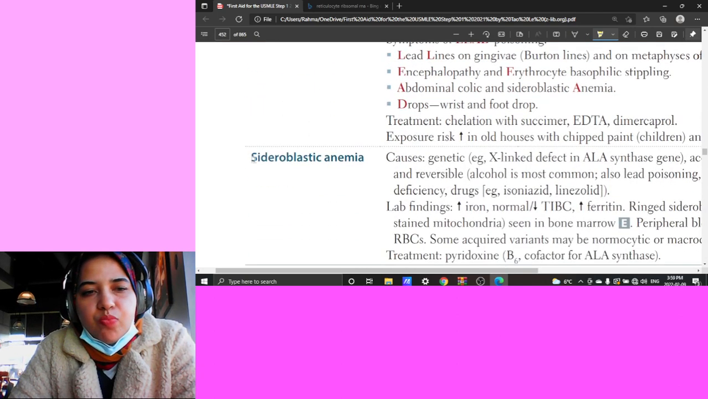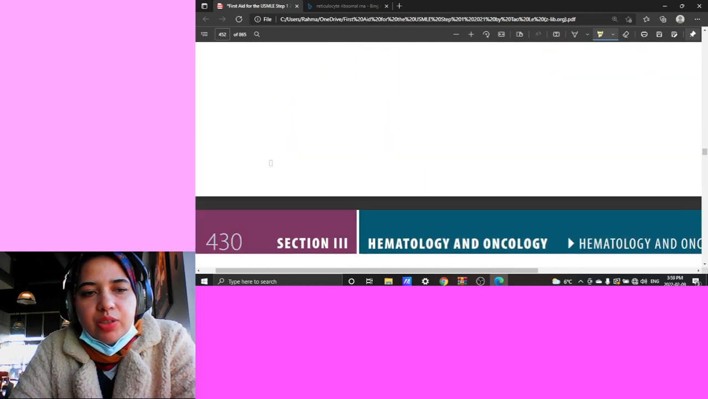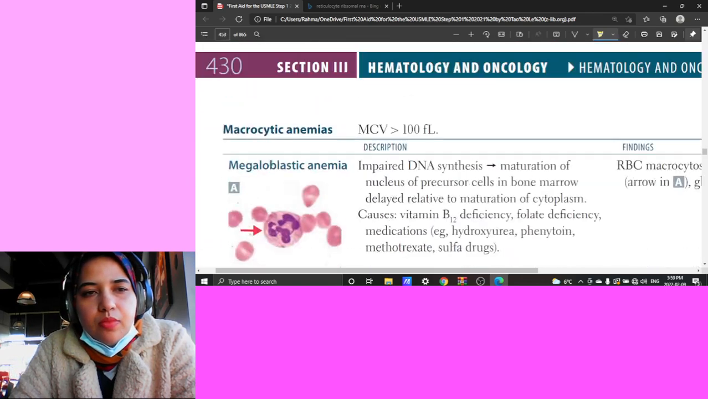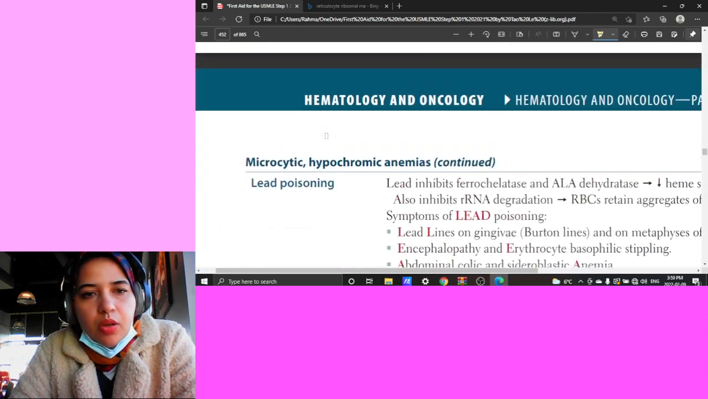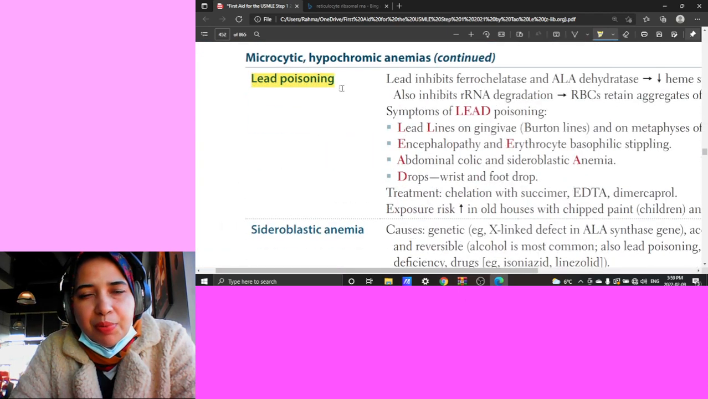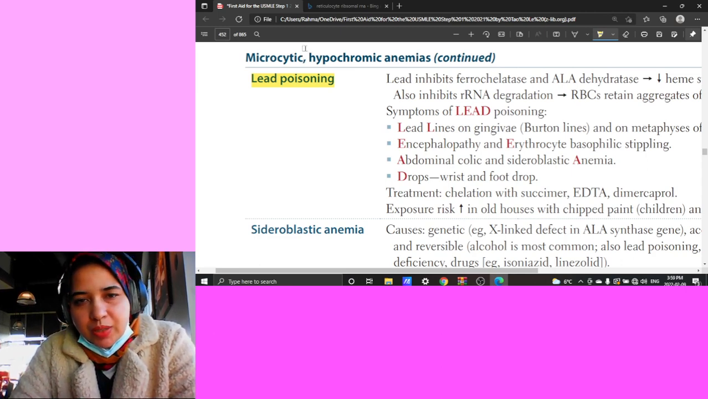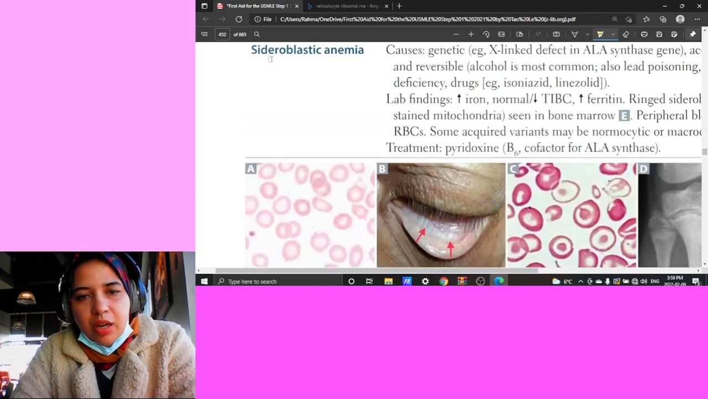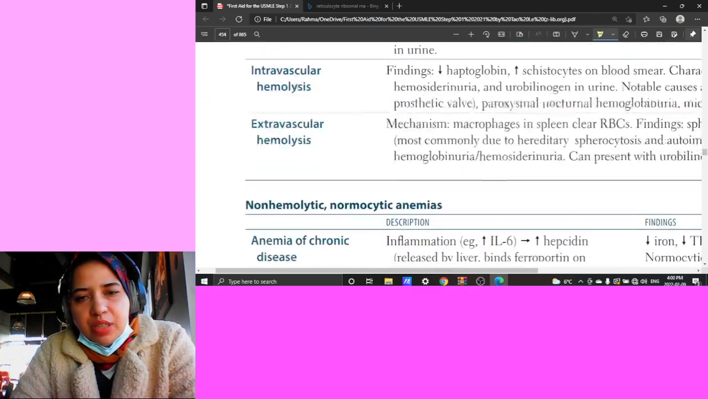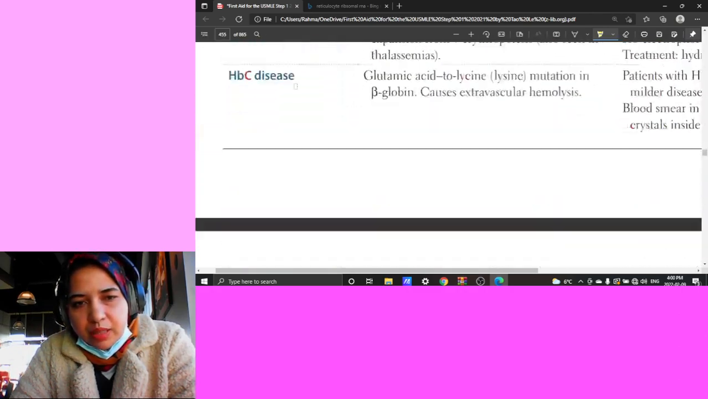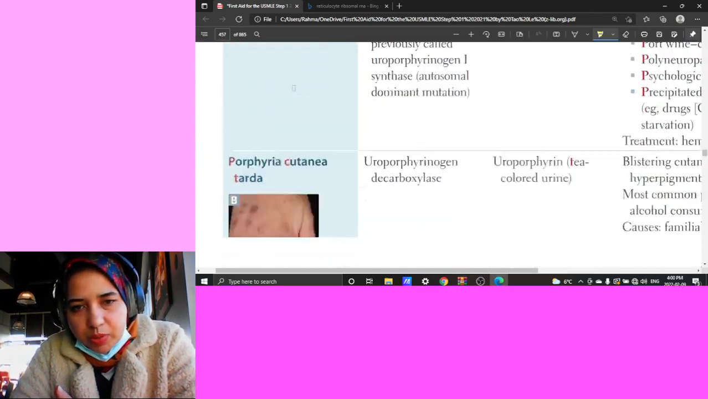You have lead poisoning, you have your sideroblastic anemia, you have your iron deficiency, you have your thalassemia. So let us go through this. Lead poisoning is very straightforward, it's very interesting, it's very easy to catch. Clinical manifestations. The key thing I do want us to go through is to see if we have a picture here of heme synthesis, which I'm surprised they have.